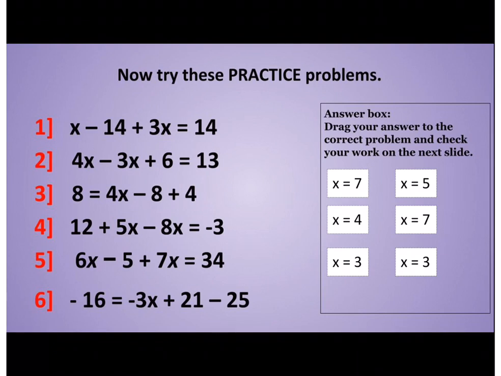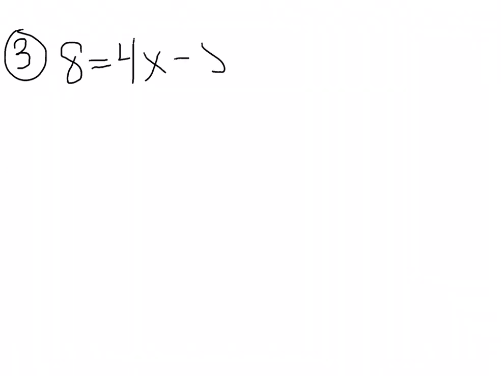Okay, number 3, 8 equals 4x minus 8 plus 4. So I'm going to write it here, number 3. 8 equals 4x minus 8 plus 4. Again, first thing is combine like terms. On this side I have a negative 8 plus a positive 4.